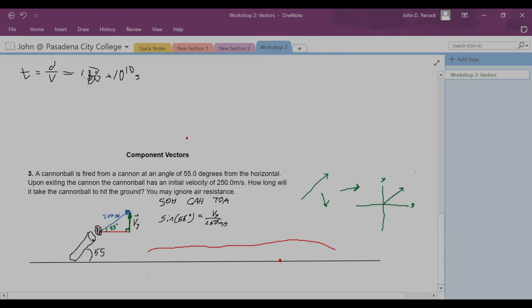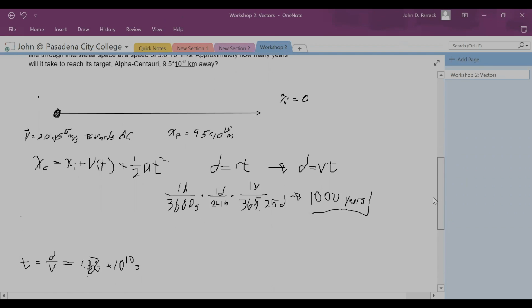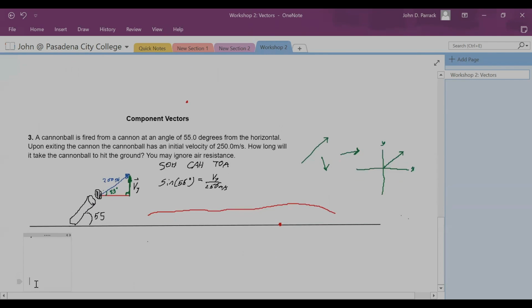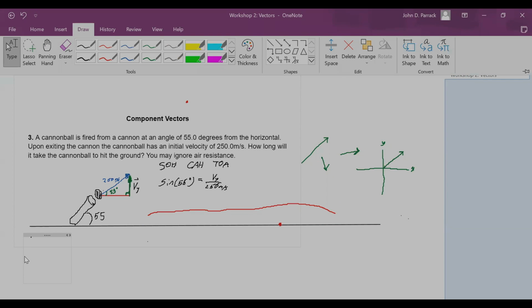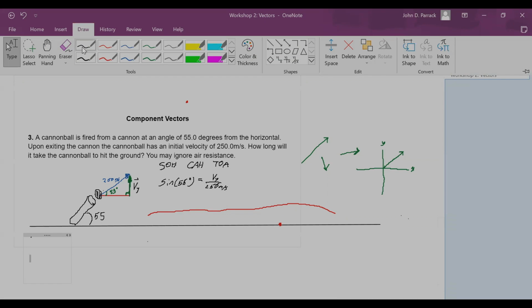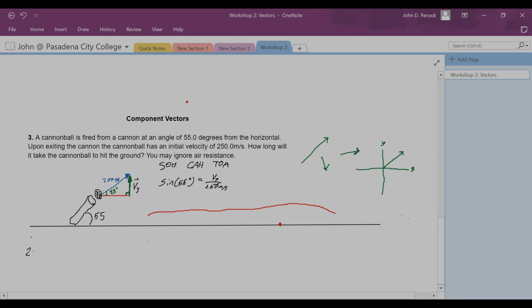Sure should. So if we want to solve for Vy, scroll down, get some more space. Okay. Let's move the hypotenuse over to the left-hand side. So 250 meters per second times the sine of 55 degrees. That ought to give us Vy.